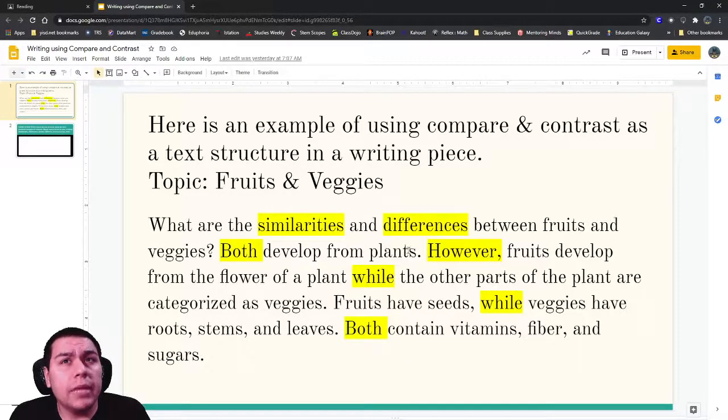Both develop from plants. However, fruits develop from the flower of a plant, while the other parts of the plant are categorized as veggies. Fruits have seeds, while veggies have roots, stems, and leaves. Both contain vitamins, fiber, and sugars.